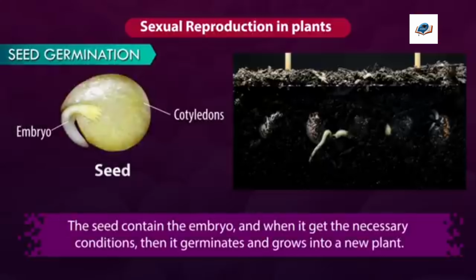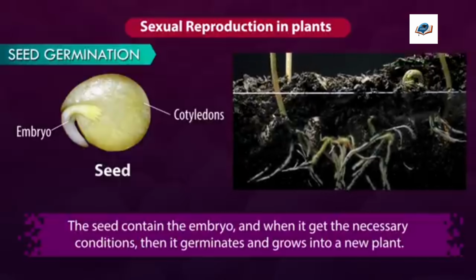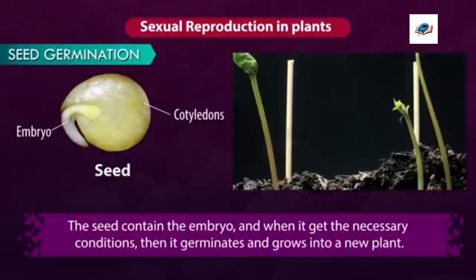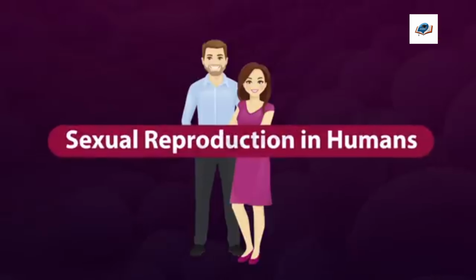The seed contains the embryo, and when it gets the necessary conditions, then it germinates and grows into a new plant. This is about the sexual reproduction in plants. Now, let us learn about sexual reproduction in human beings.